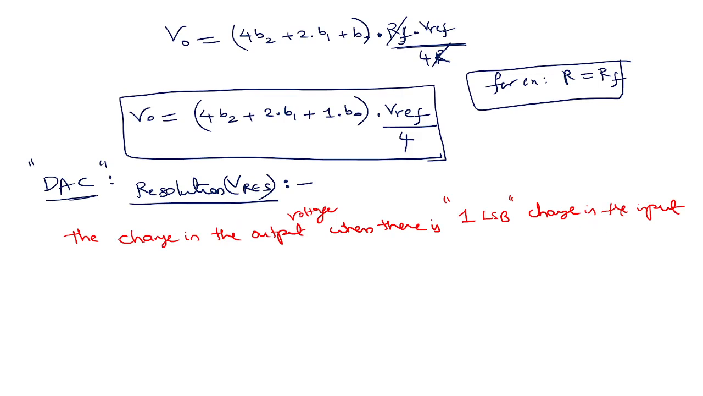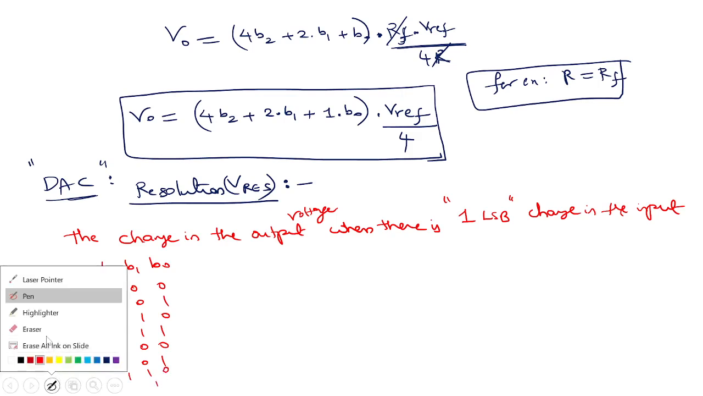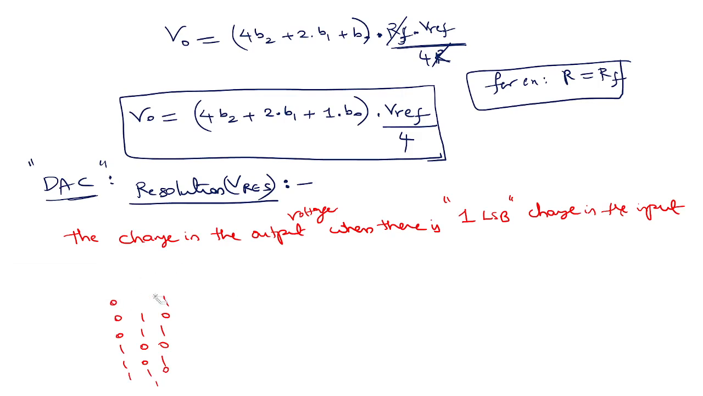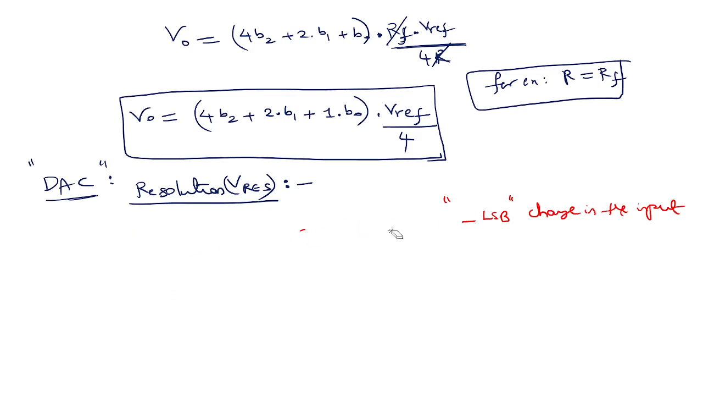Right. So now you look at it, for example, this is B2, B1, B0. You have 000, 001, 010, 011, 100, 101, 110, 111. Okay, so I'm messing it up a bit here, pardon me. I actually want this to be in a clean line, okay?